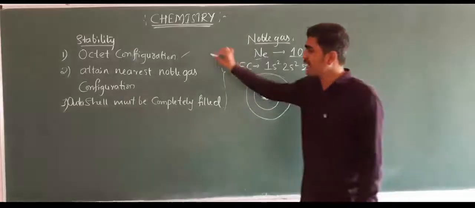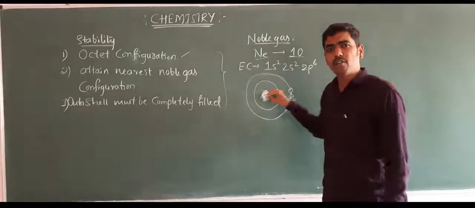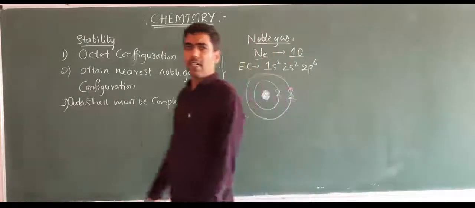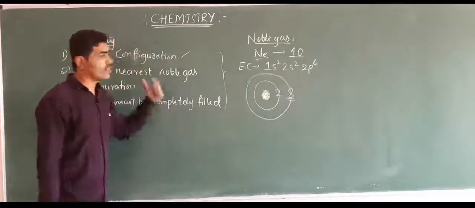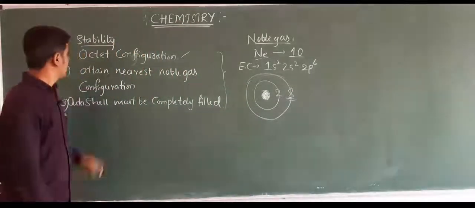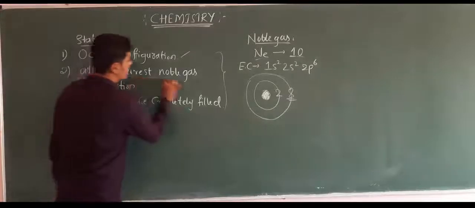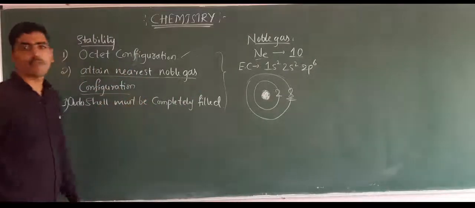So this is the one condition which is required to attain the stability of an atom. Okay, so this is one condition. Next, what did we say? Attain nearest noble gas configuration.